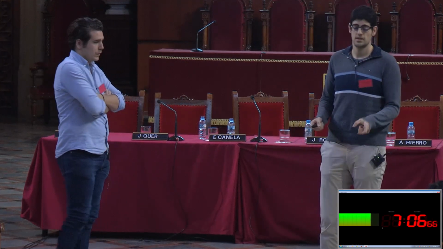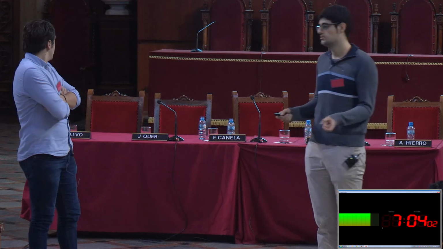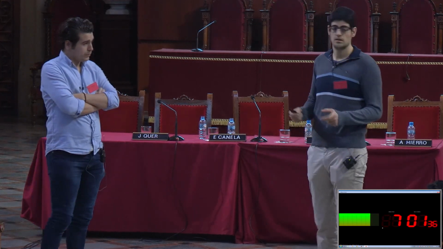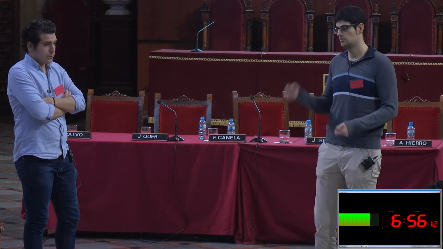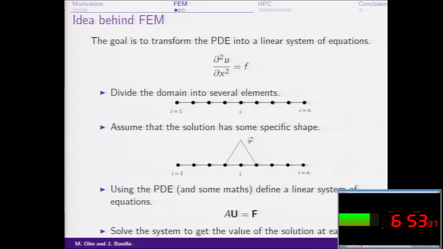But let's start from the beginning. Let's start explaining a little bit the numerical methods we use in order to solve the equation. Let's say that the main goal of the numerical method is going from the PDE, the partial differential equation, to an algebraic linear system of equations. In order to do that, imagine the heat flow equation in a rod. We divide the rod in several pieces. We assume that the solution has some shape, for example, a straight line or a parabola or any polynomial you want. And then using some tough math, we are able to obtain a linear system of equations that we can solve in a computer or in a supercomputer.